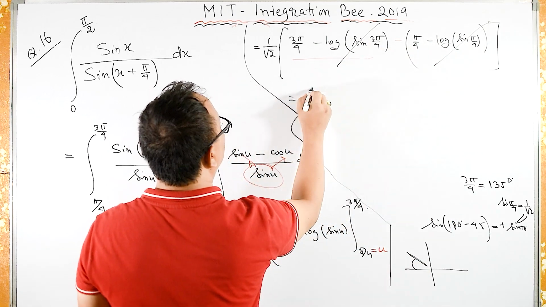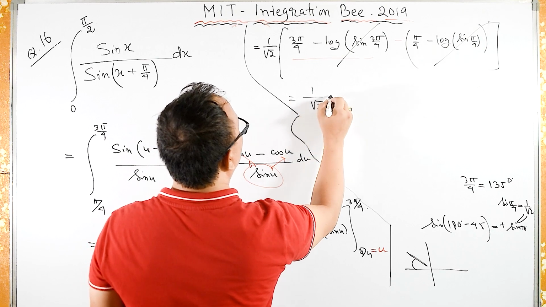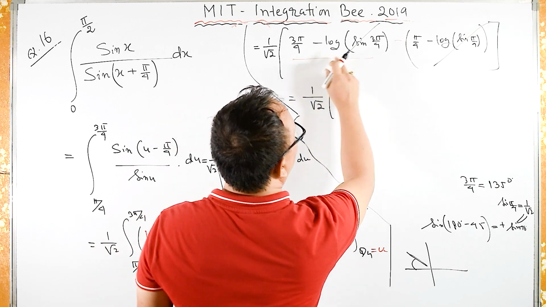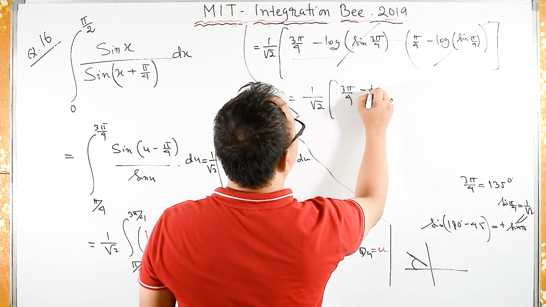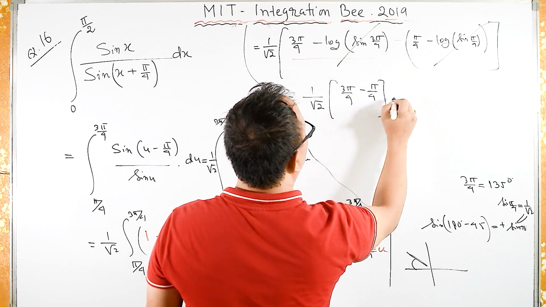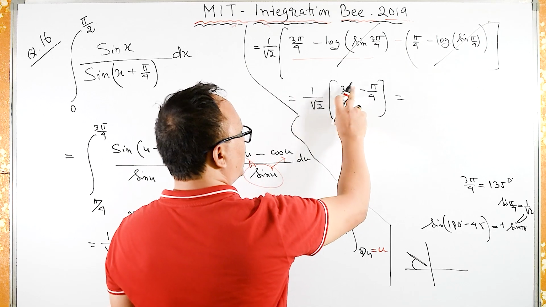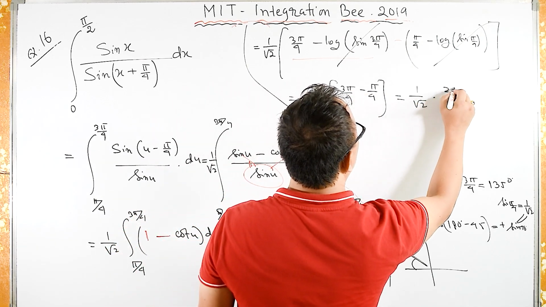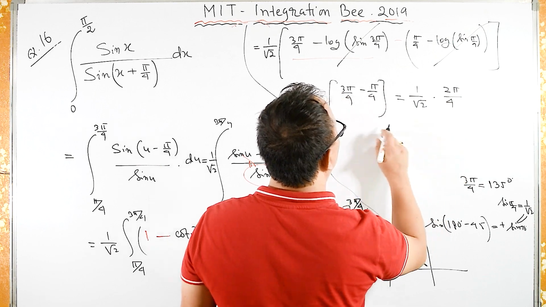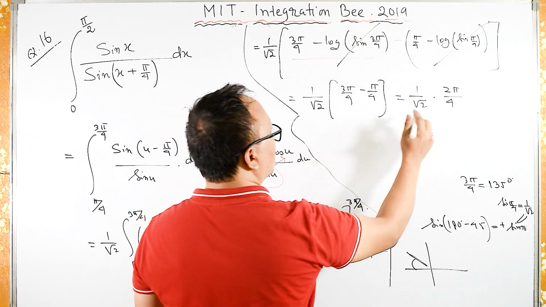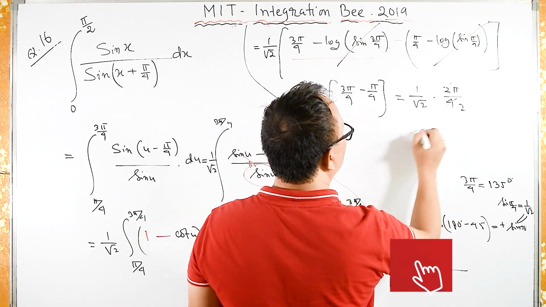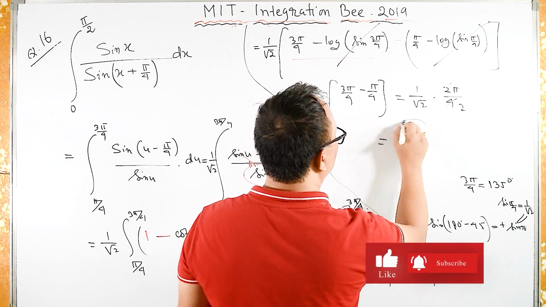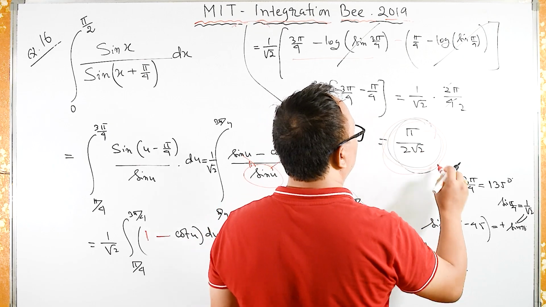Here 1 by root 2 into 3 pi by 4, and then minus pi by 4, equals, if I subtract, 2 pi by 4. The 2 gets cancelled, and we get pi upon 2 root 2. This is the required answer.